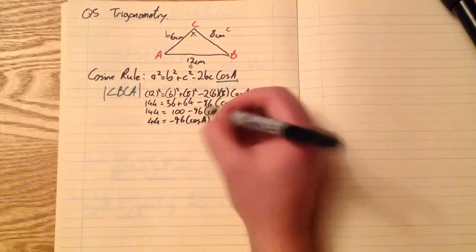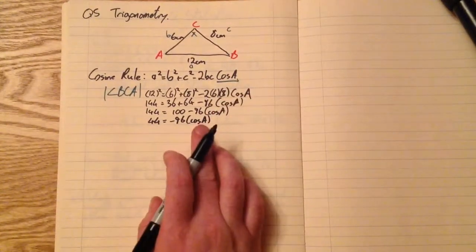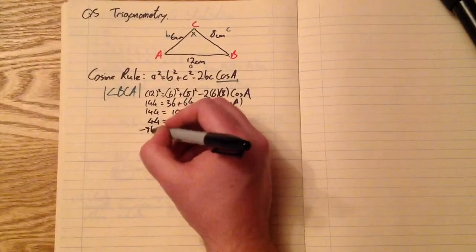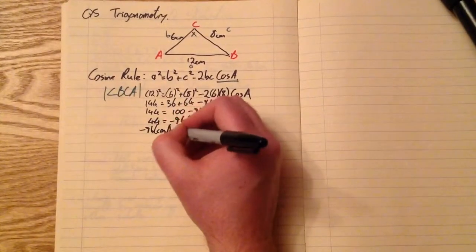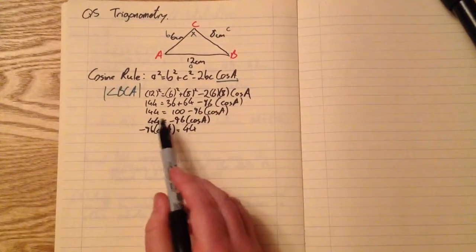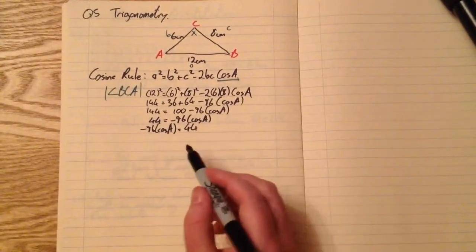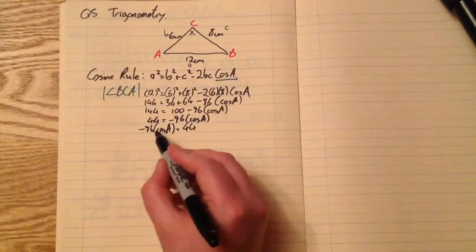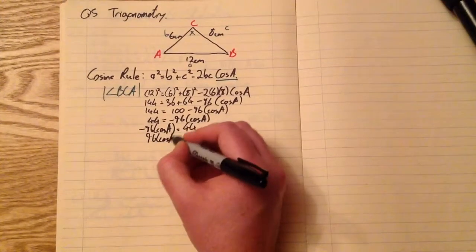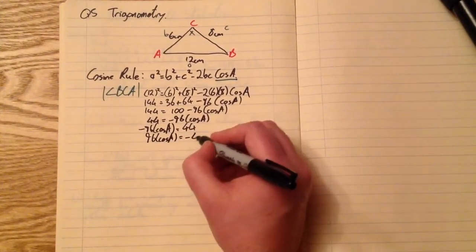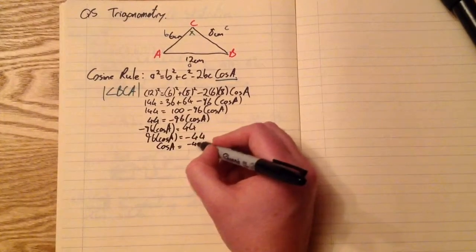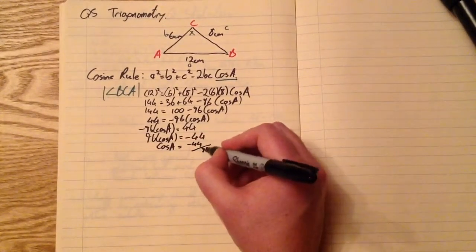Now I'm just going to swap the sides around, because this is the value I want. Minus 96 multiplied by cos A is equal to 44. I've not changed anything, I've just swapped the sides around. This is negative and I'm looking for the positive, so change the signs. 96 times cos A is equal to minus 44. So cos A is going to equal minus 44 divided by 96.